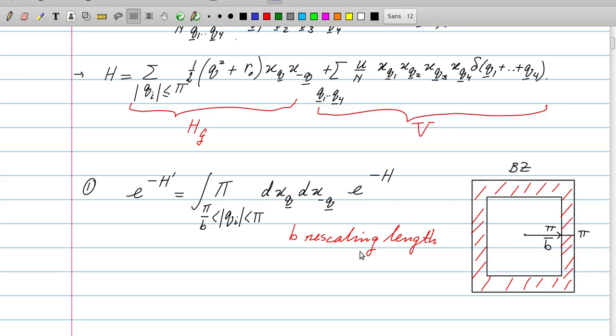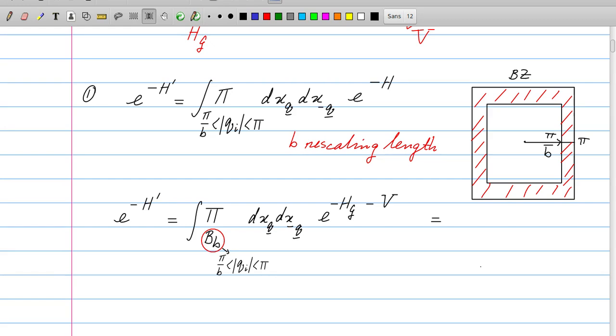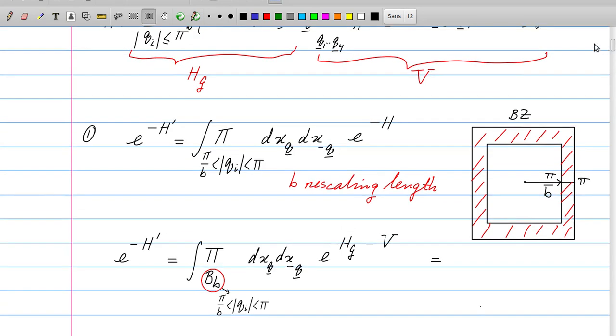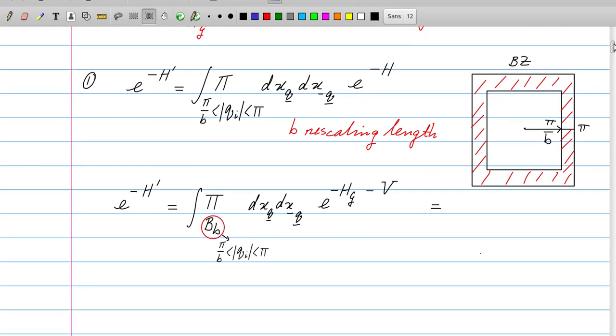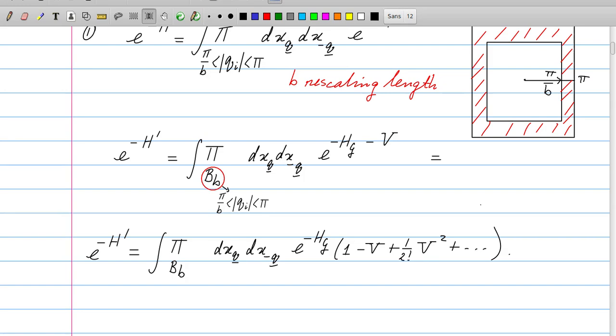b is the rescaling length. In fact, in the lattice model it would mean that the lattice constant will grow by a factor of b in the renormalization procedure. The Hamiltonian in the exponent can then be written as H_G plus V, just as we have seen a second ago, H_G plus V, and we denote the red shaded area, so the q's which have components between pi over b and pi, by B_b in order to avoid complicated notation.